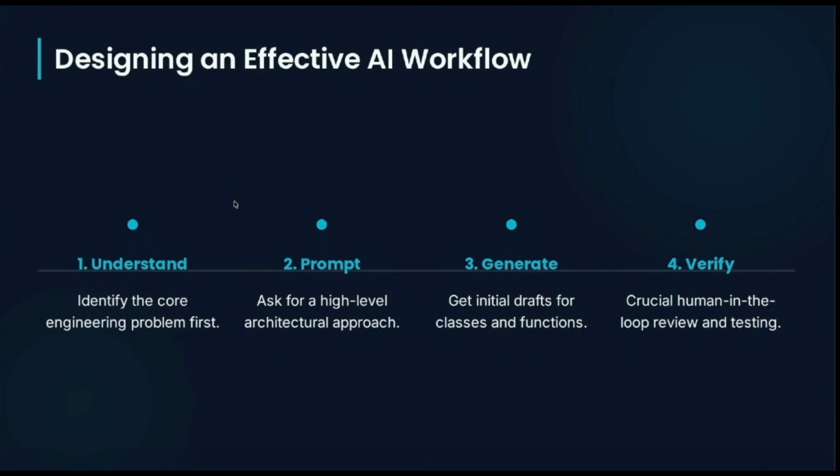So a good AI workflow, for me at least, has 4 simple steps. First, you have to understand the problem. Before asking AI anything, make sure that you clearly know what you are trying to solve. Then the second step is to write a good prompt: provide enough context, try to explain the requirements, and describe what you expect in the end.